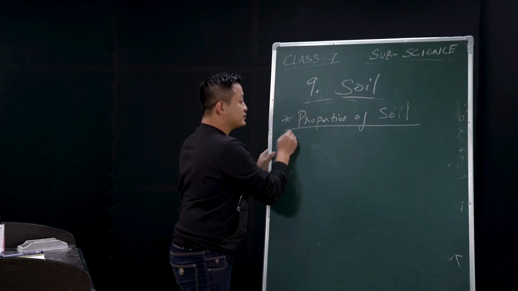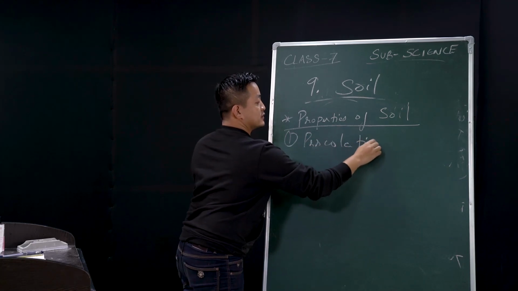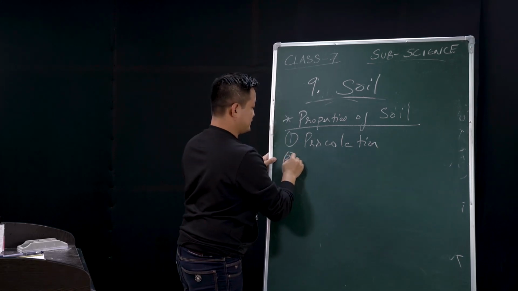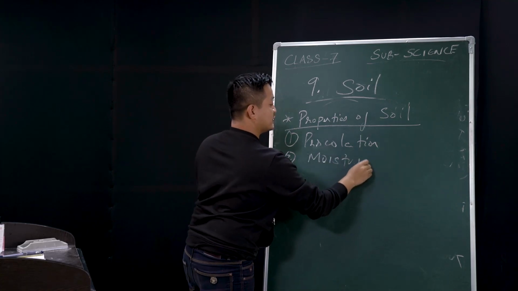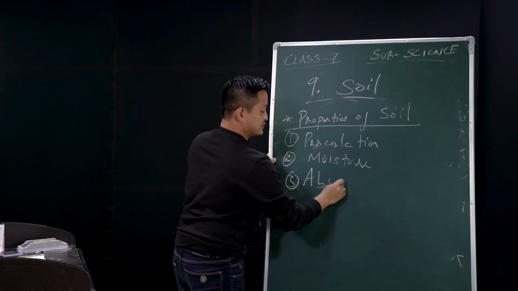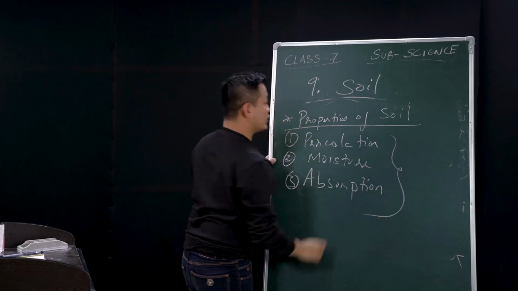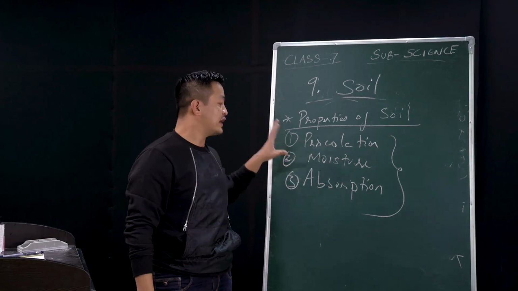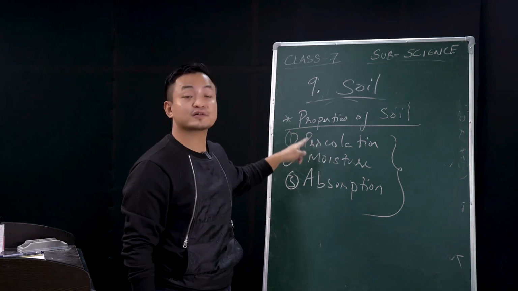So the first property would be percolation, clear? And the second property would be moisture. And the third property would be absorption. Okay? The first is percolation, the second is moisture, and the third is absorption. So we'll start with the first property, that is percolation.